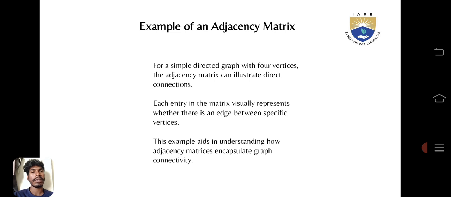Example of an adjacency matrix. For example, in a directed graph with four vertices, the adjacency matrix can illustrate direct connections. Each entry in the matrix represents whether there is an edge between specific vertices. This example aids in understanding how adjacency matrices encapsulate graph connectivity.